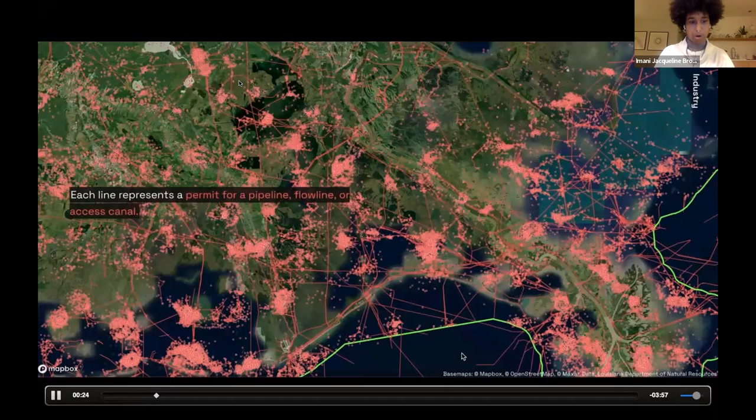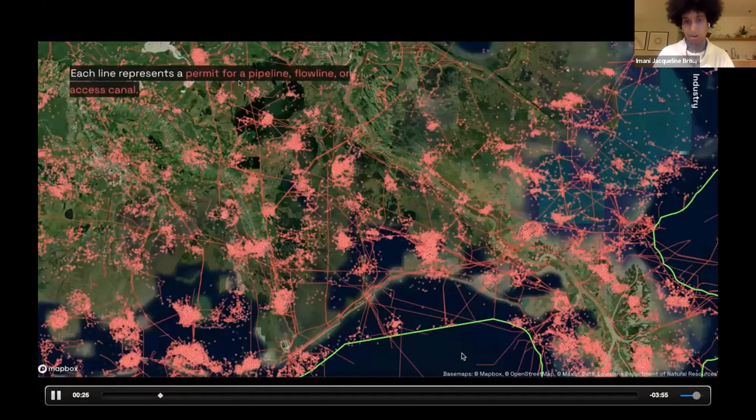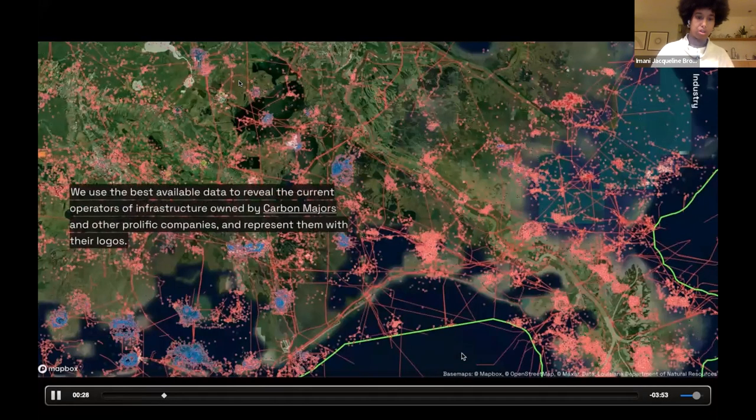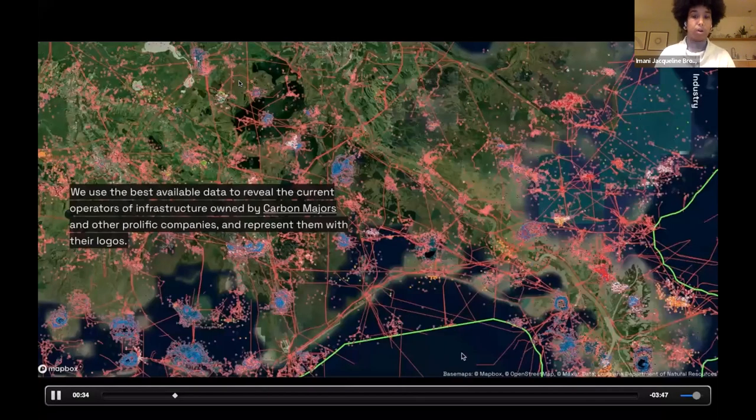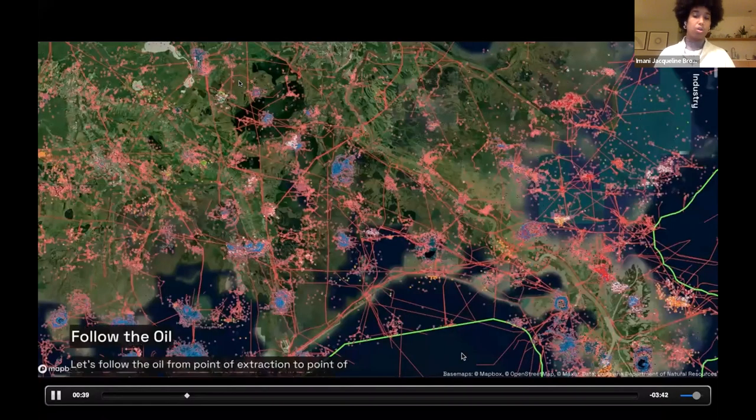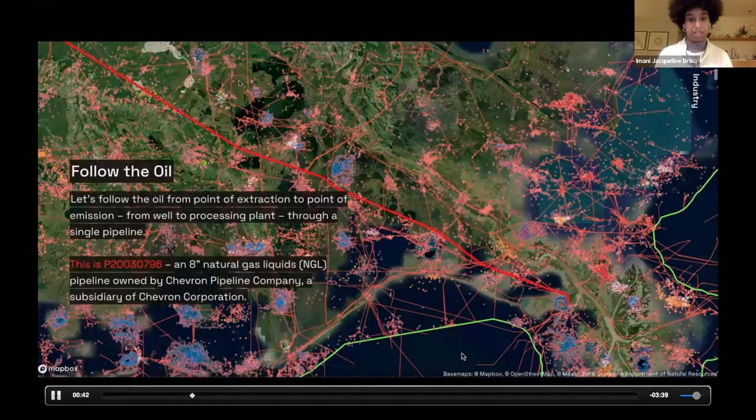So I used a software called Mapbox. This is also free to use up to a certain point. And I imported all of this data and I used corporate logos to map the oil wells of all of the carbon majors and other prolific corporations in Louisiana.